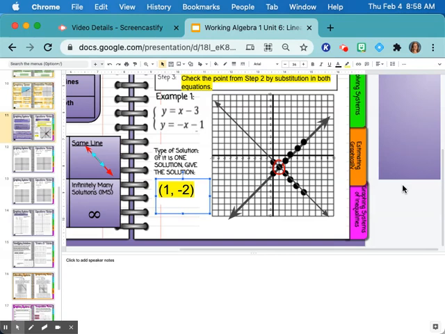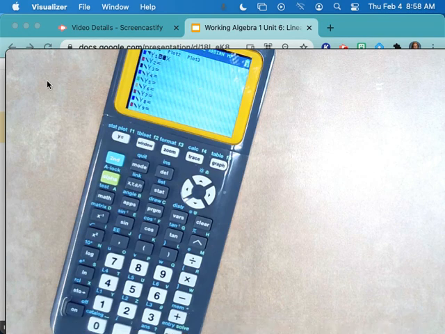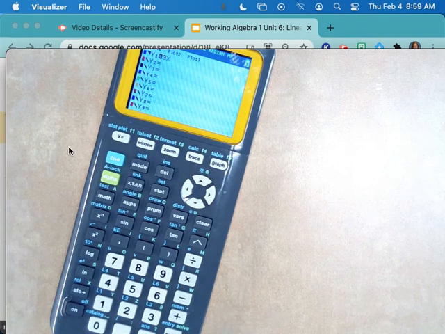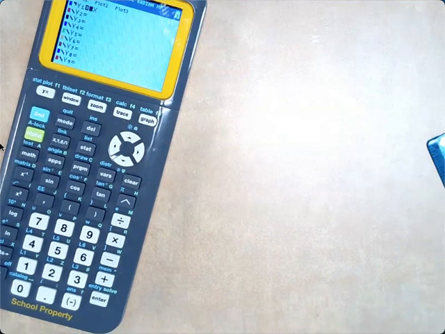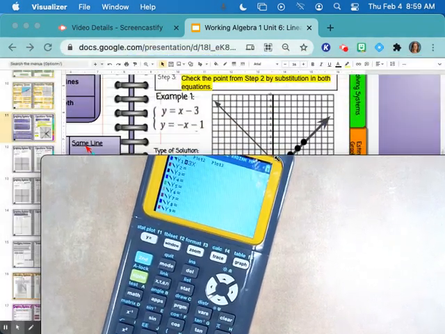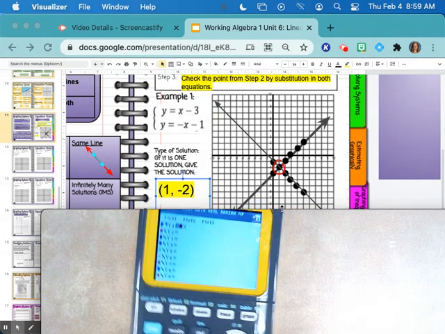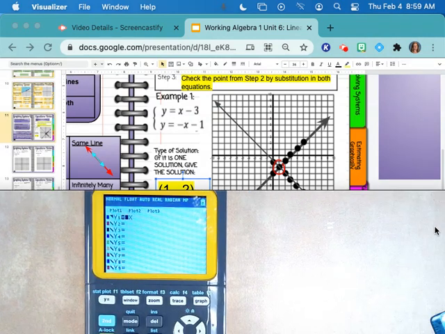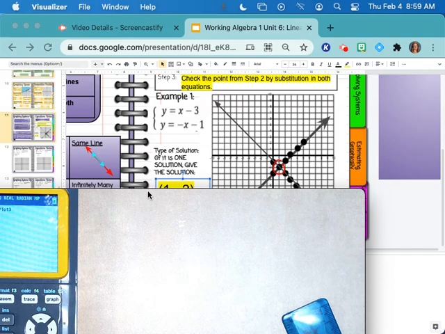Okay, now we need to double check it. Okay, so remember how we did that in our calculator? By plugging it in. So we plug in the y value and the x value. So let me pull this up, slide this over. It'll only let me do it like that. I don't know why. It won't let me pull it in a little bit.